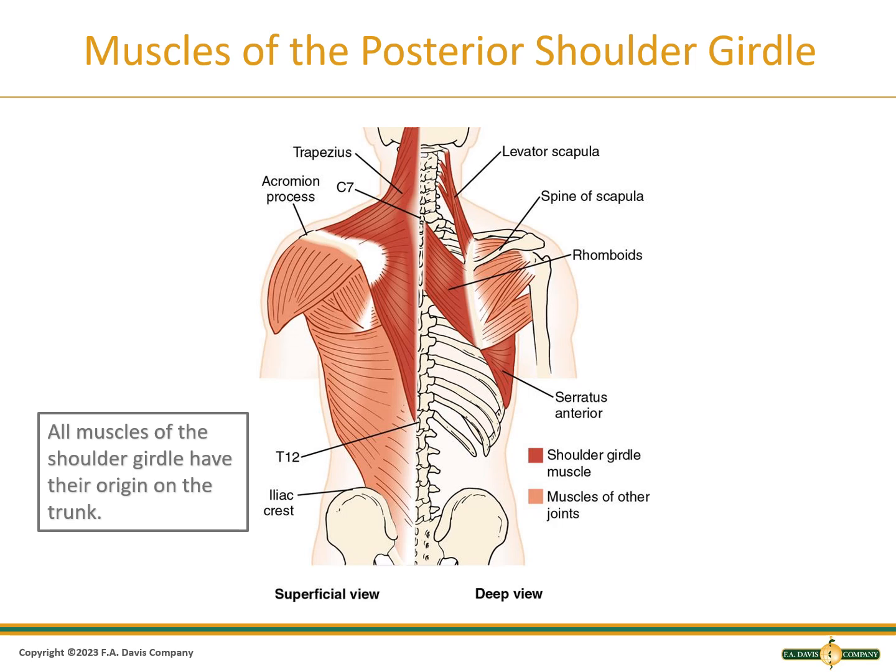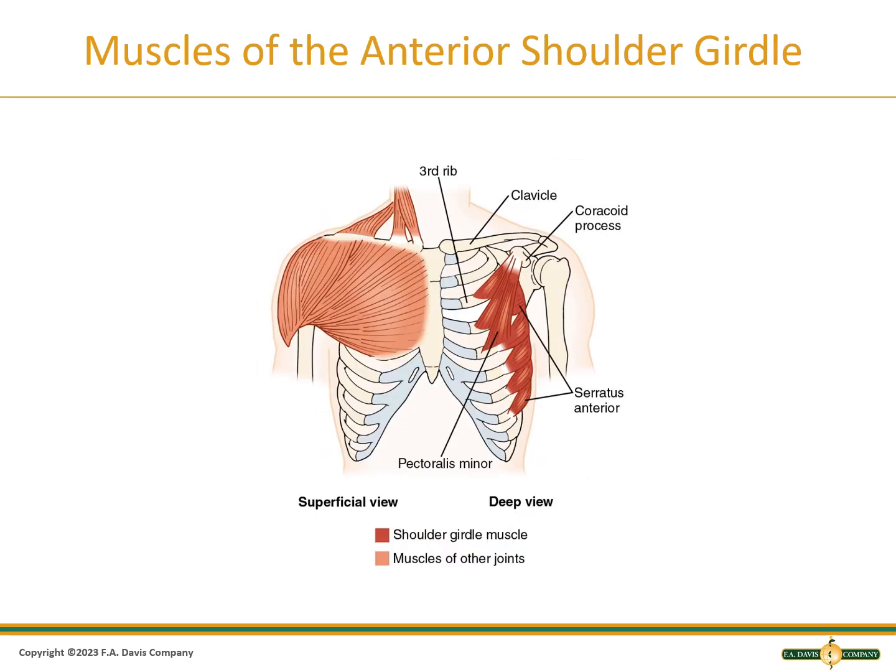And so, because the only bony attachment for the shoulder girdle is the sternoclavicular joint to the trunk, we use muscular support for shoulder girdle stability as well. Looking at the muscles of the anterior shoulder, we can see serratus anterior coming from those ribs to go back to the anterior aspect of the scapula, and then we can see our pec minor coming from the ribs to the coracoid process of the scapula.